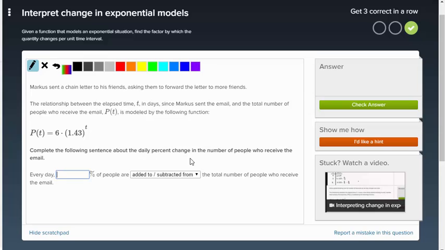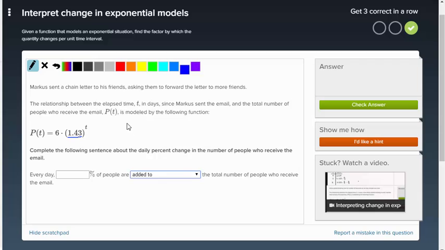So complete the following statement about the daily percent change. This is where it's a little different. Last time was factor, now it's percent change of the number of people who receive the email. When it says percent change, we have to do a little trick here. It's not that much harder, trust me. First of all, take a look at my b term. It's 1.43. Do I add to the number of people that receive letters or subtract? Same rules. If it's greater than 1, I add to. If it's less than 1, then I subtract from. So with 1.43 I add to, blank percent.